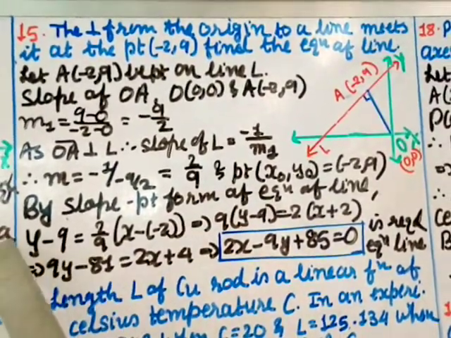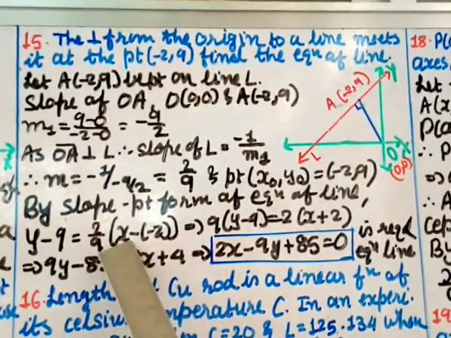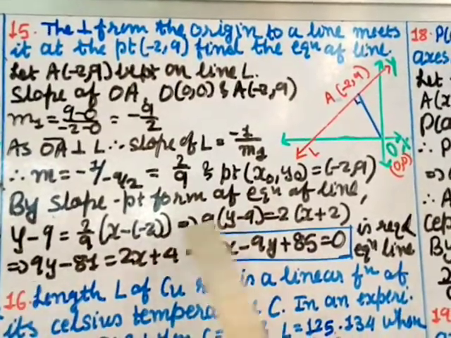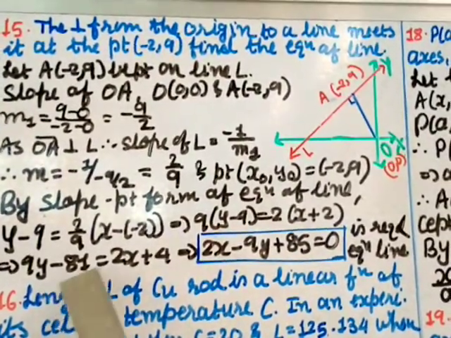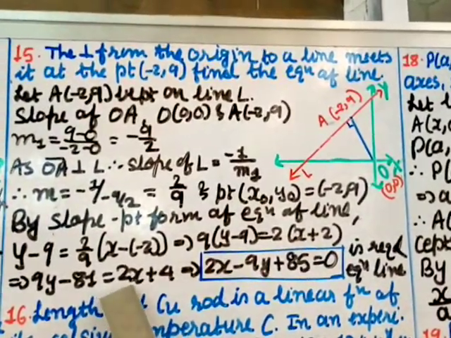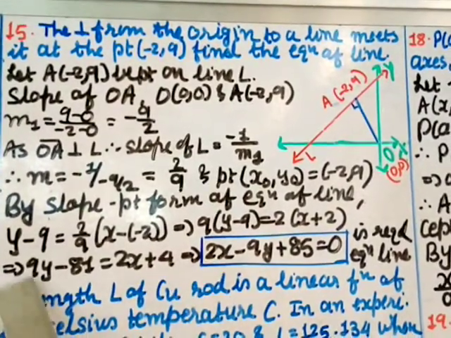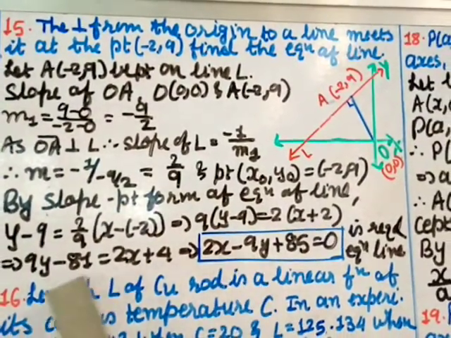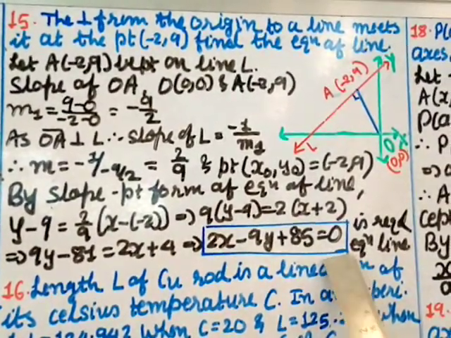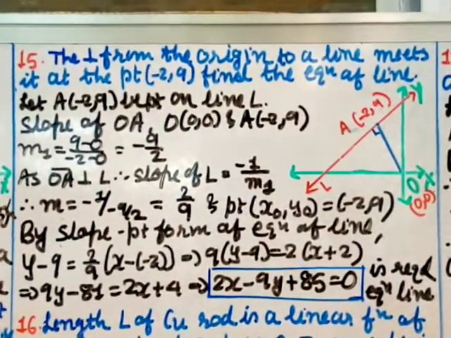This gives you, this 9 transfers here. So 9 into y minus 9 equals 2 into x minus minus 2, that is plus 2. Nine multiplied here: 9y minus 81 equals 2x plus 2 into 2, 4. X should be positive. So transfer both over here. So you get here 2x, minus 9y, minus 81 transferred becomes plus 81, plus 4 gives you plus 85 equals 0, which is the required equation of the line. So that is the solution for question number 15.